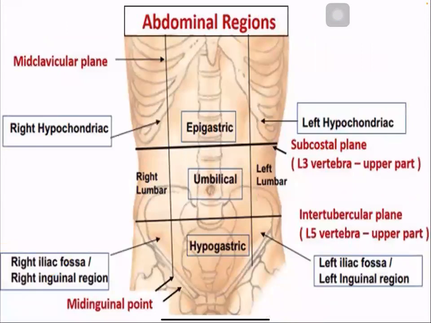The anterior abdominal wall is divided into 9 regions by 2 vertical lines. These are the right and left midclavicular lines, and 2 horizontal lines: first the subcostal plane at the level of the L3 vertebra, and the second the intertubercular plane at the L5 vertebra, which connects the 2 tubercles of the iliac bone. So they divide the abdomen into the right hypochondrium, the epigastric, the left hypochondrial region, the left lumbar or left flank region, the umbilical region, the right lumbar or right flank region, the right iliac fossa or right inguinal region, the hypogastric or suprapubic, and the left iliac fossa or left inguinal region.